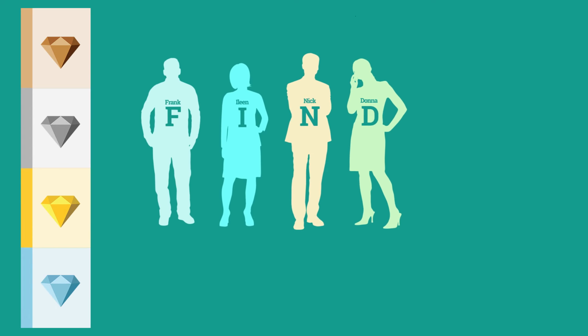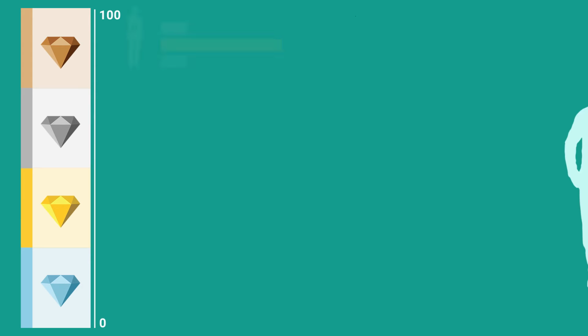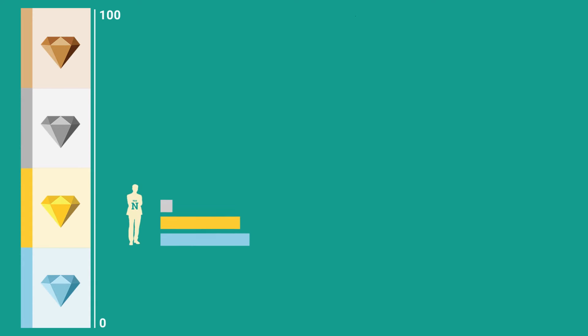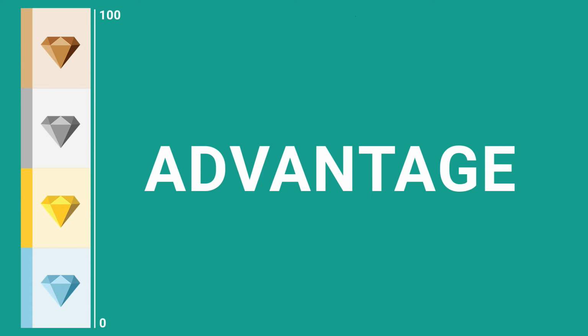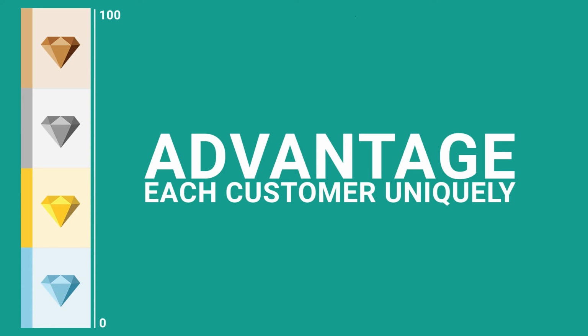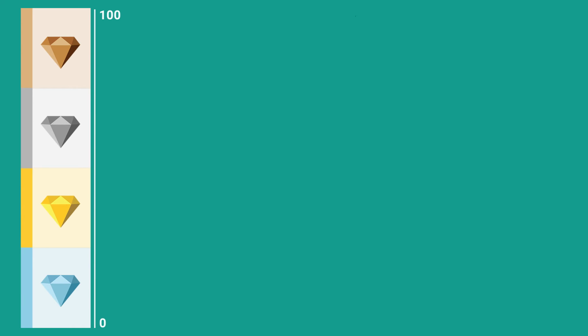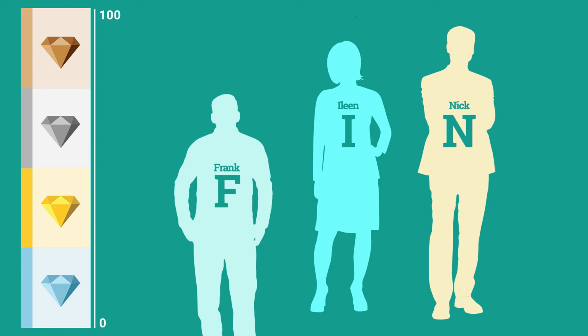Now, while we've only been showing 4 customers on your restaurant's find scale, the reality is that every Spins user is somewhere on that scale between 0 to 100. As Nick moves down the scale, his portion of platinum deals increases. This is how Spins gives you such an advantage. We treat each customer uniquely and expand your chances of getting them in the door. Remember, our goal is to convert as many of your infrequent and new customers as we can into frequent customers who visit regularly.